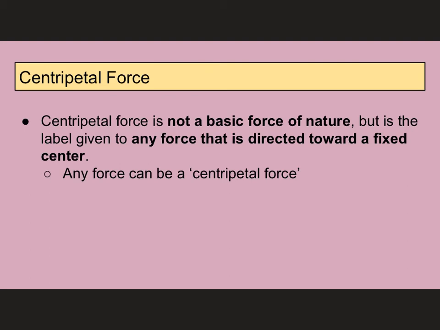So, in our tennis ball on a string, moving around in a circle, the tension force is the net force, and so the tension force is the centripetal force. For a car going around a curve, the tires are exerting a frictional force on the road. The road is exerting a frictional force on the tires. And so in the case of our car, the frictional force is the net force in terms of the curve, and so the frictional force is the centripetal force for a car going around a curve.